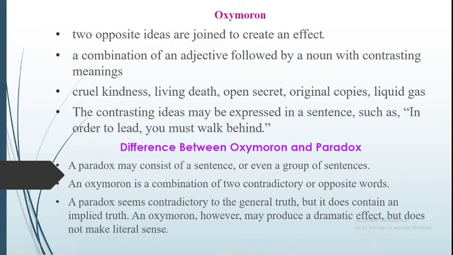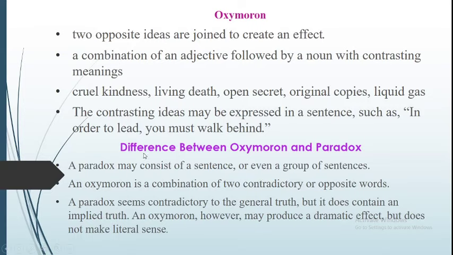Oxymoron. In oxymoron, two opposite ideas are joined to create an effect. Normally it is a combination of an adjective followed by a noun with contrasting meanings. For example, cruel kindness, adjective plus noun. Living death. Open secret. Original copies, liquid gas. The contrasting ideas may be expressed in a sentence, such as, in order to lead, you must walk behind. So lead and walk behind, they are in contrasting position. They have contrasting meanings.